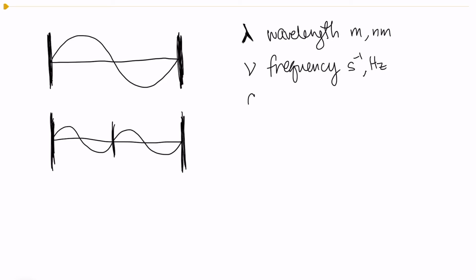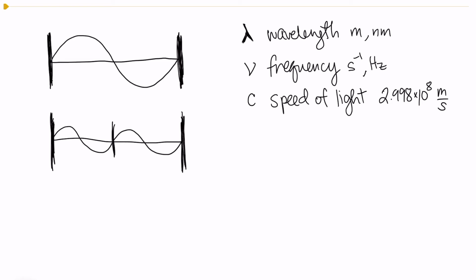Third thing, I'm going to put c here. This is the speed of light. Not all waves go at the same speed, but for light, they do. And it has the value of 2.998 times 10 to the 8th meters per second. So that's the speed or velocity.